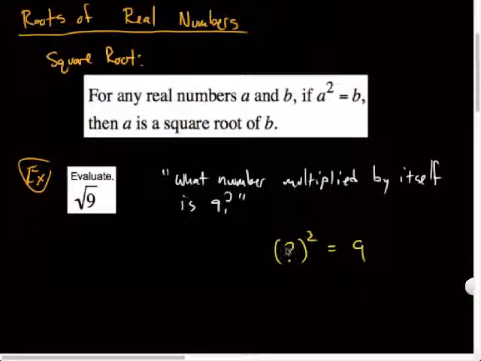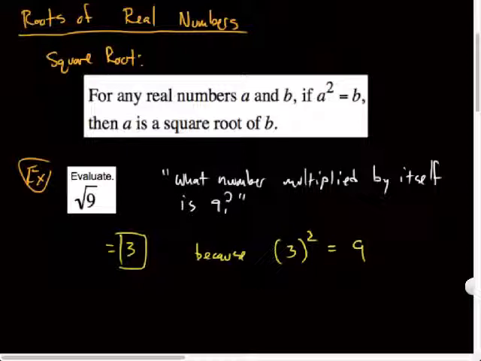And I think I've heard a couple people mention it already. The answer is 3, correct. So that means that the square root of 9 is equal to 3. And it's true because 3 squared equals 9, by definition. So that's not too crazy, right? Not bad at all.